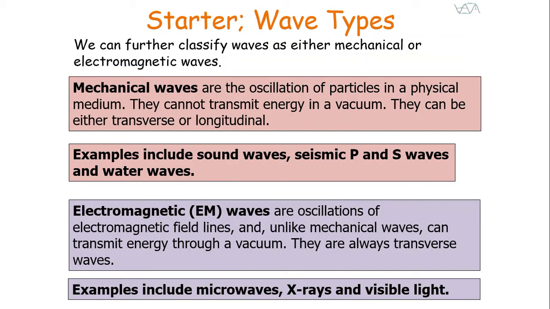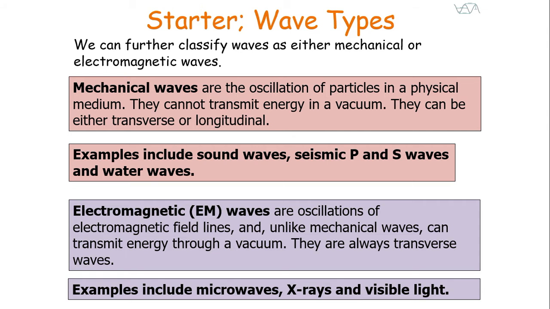So we can also further classify waves as either mechanical or electromagnetic waves. Mechanical waves are oscillations of particles in a physical medium. This can't transfer energy in a vacuum, because in a vacuum there are no particles, and mechanical waves can be either transverse or longitudinal. So examples of mechanical waves include sound waves, seismic waves, and water waves.